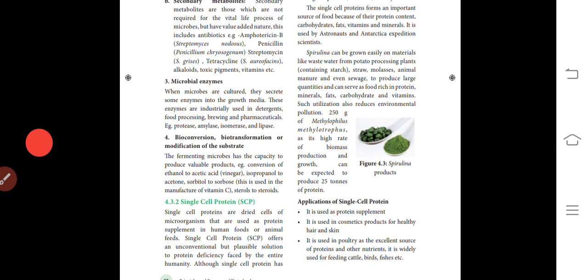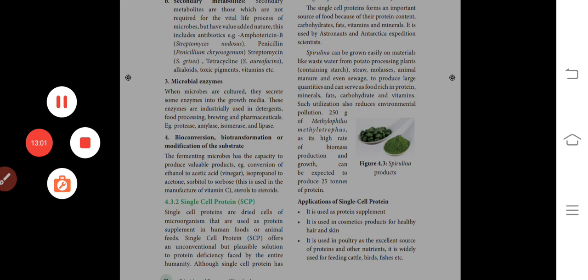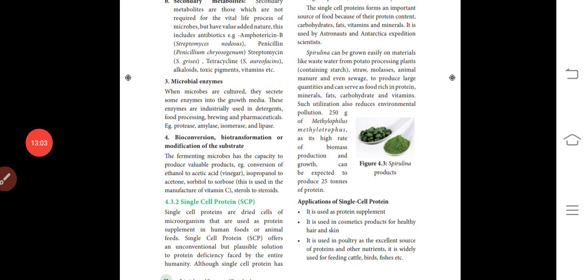So next one is bioconversion, or biotransformation, or modification of the substrate. The fermenting microbes have the capacity to produce valuable products. Examples: conversion of ethanol to acetic acid, that is vinegar; isopropanol to acetone; sorbitol to sorbose, which is used in the manufacture of vitamin C; sterols to steroids. So the microbes produce valuable products like vinegar, vitamin C, and steroids.